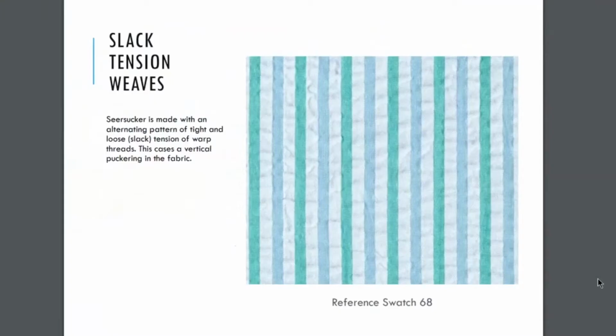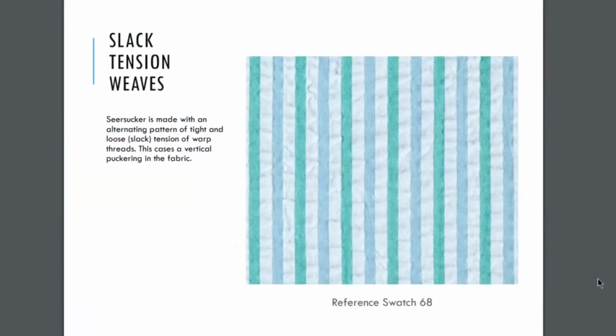So the first kind of variation that we'll look at on a plain weave is what's called a seersucker or a slack tension weave. So Lynn, you come from fashion, so you maybe have seen a seersucker suit, those really lightweight cotton suits for summer. Typically they're like this blue and white ticking, and they're just really kind of cool and airy.